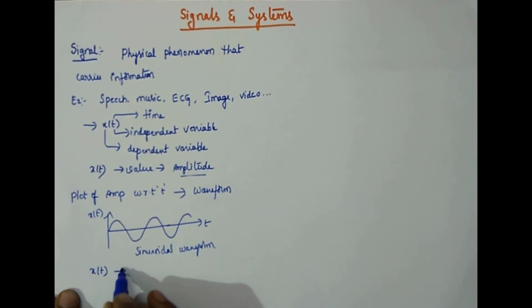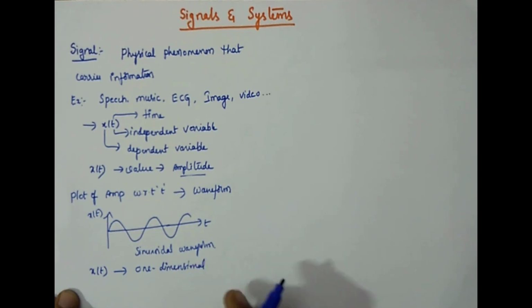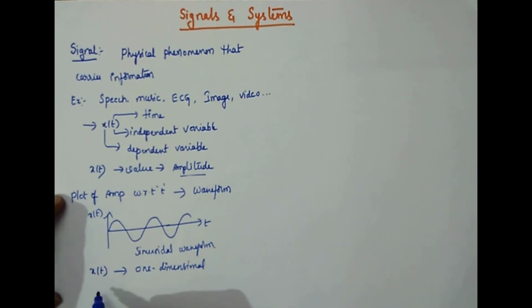Take x of t. This signal varies with the variable t only. That's why it is called a one-dimensional signal. Some signals vary with two variables, x comma y. Then this is called a two-dimensional signal. The example is an image.